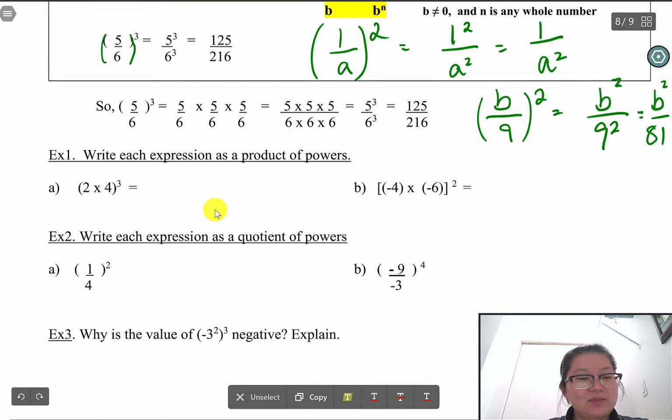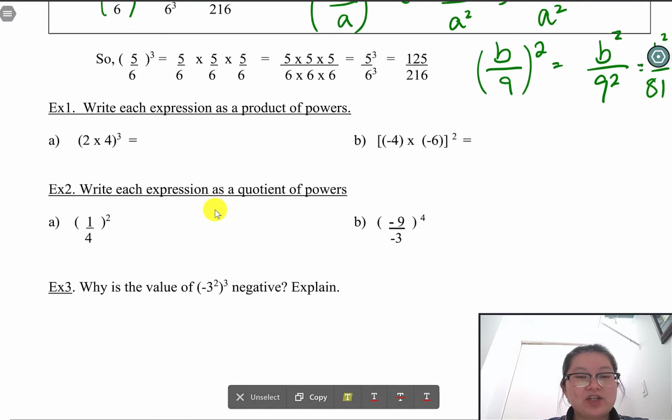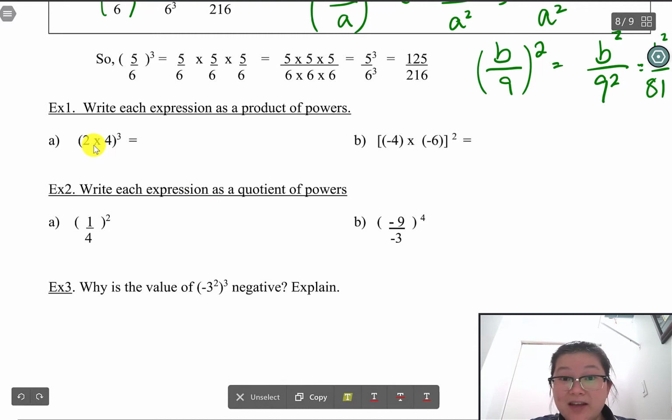So let's take a look at some examples. Write each expression as a product of powers. So again, read the instructions carefully. When you see this question, it doesn't necessarily mean to give me the answer. Oftentimes you will lose a lot of credit for that, because the purpose of the question is to see whether or not you can apply exponent laws. I know you can type things into a calculator, but I need to know whether or not you can use exponent laws.